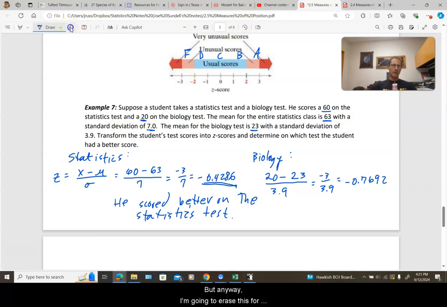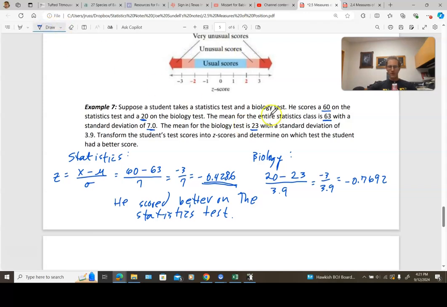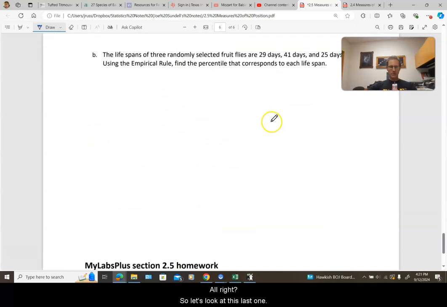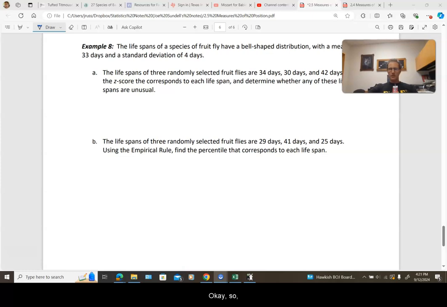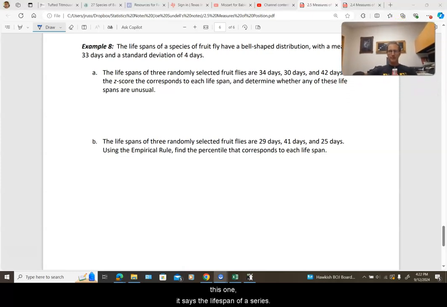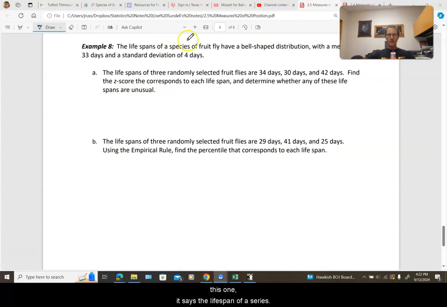But anyway, I'm going to erase this for now because I don't want you to get confused. Alright, so let's look at this last one. Okay, so this one, it says the lifespans of a species of fruit fly have a bell-shaped distribution. Okay, so it's got to have this distribution before we can really talk about much of this stuff. With a mean of 33 days and a standard deviation of 4 days.